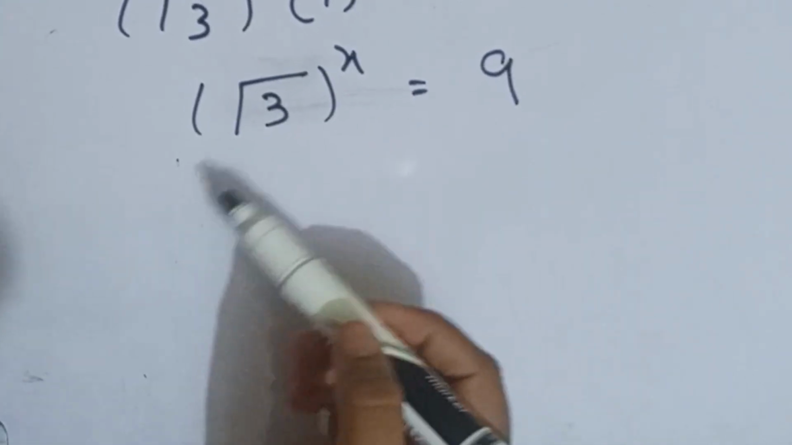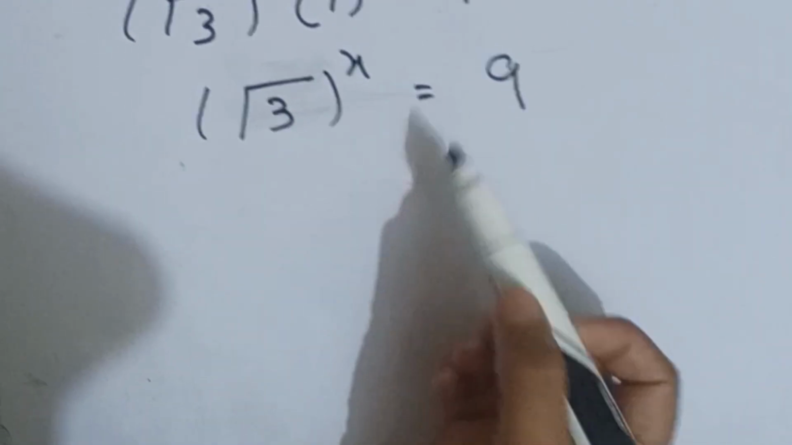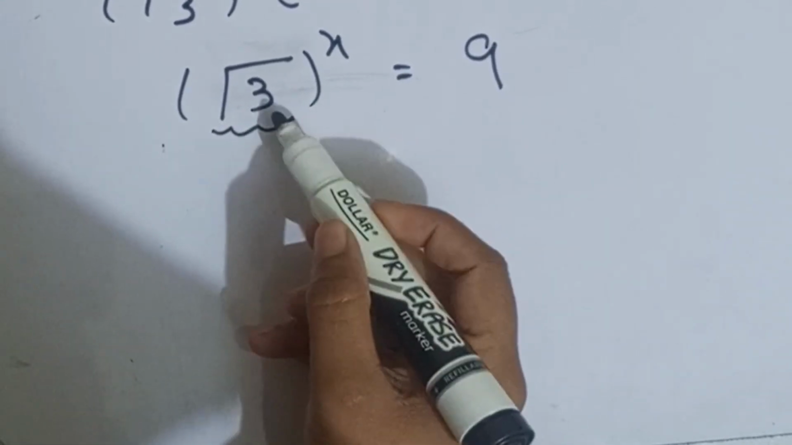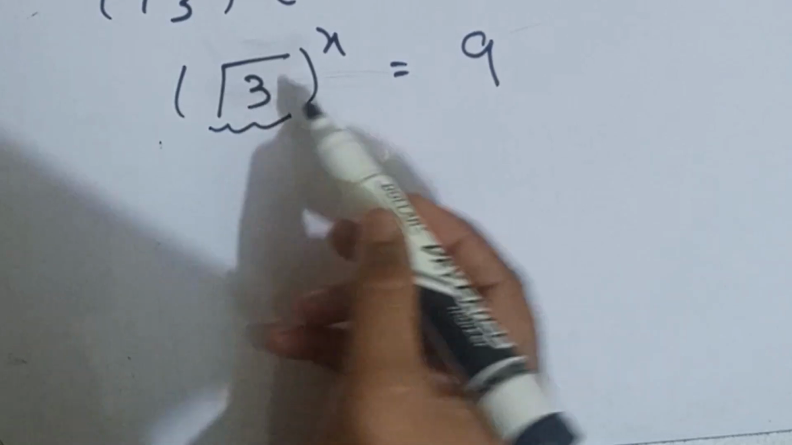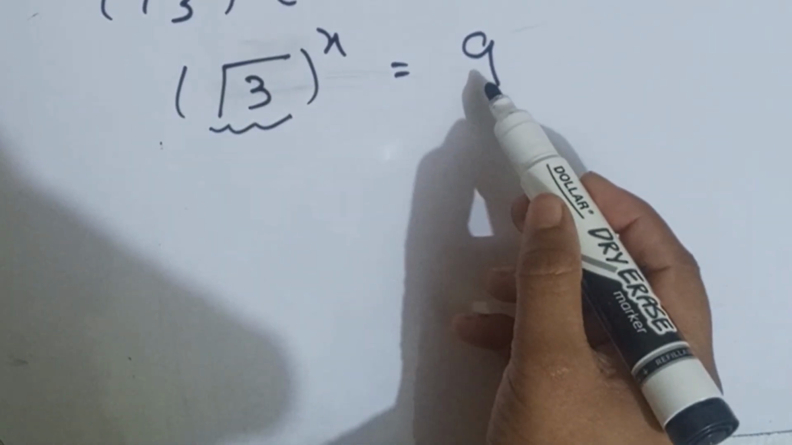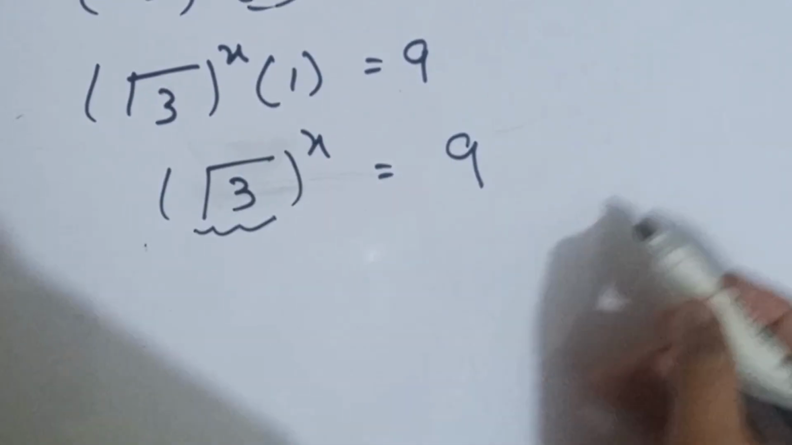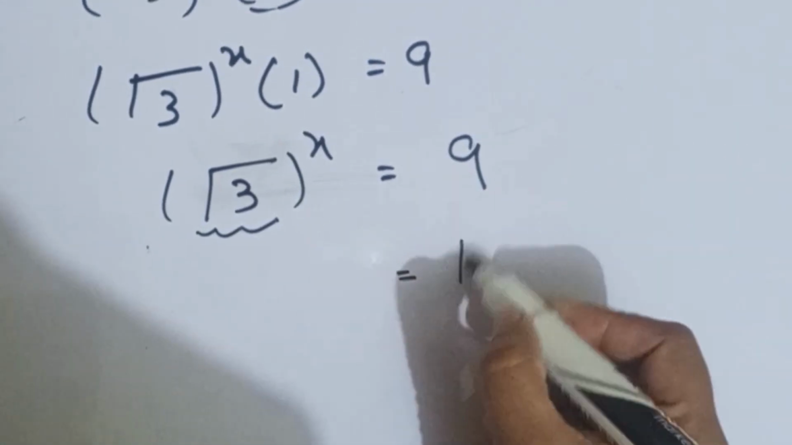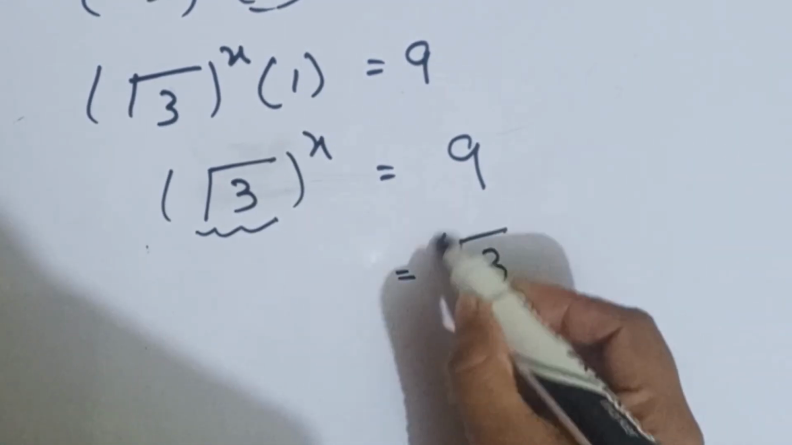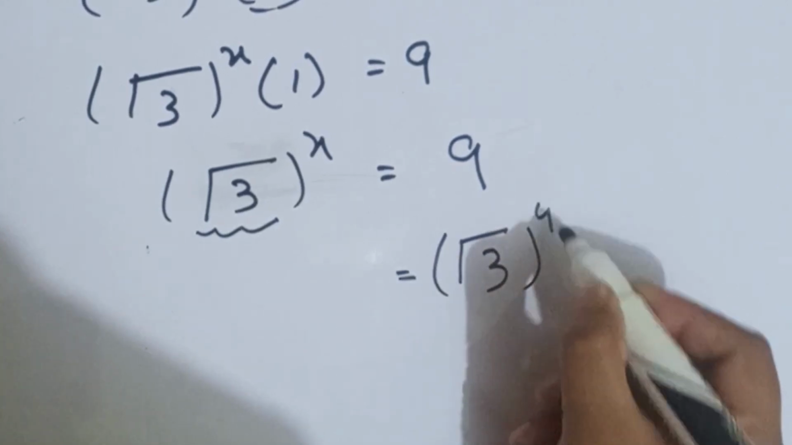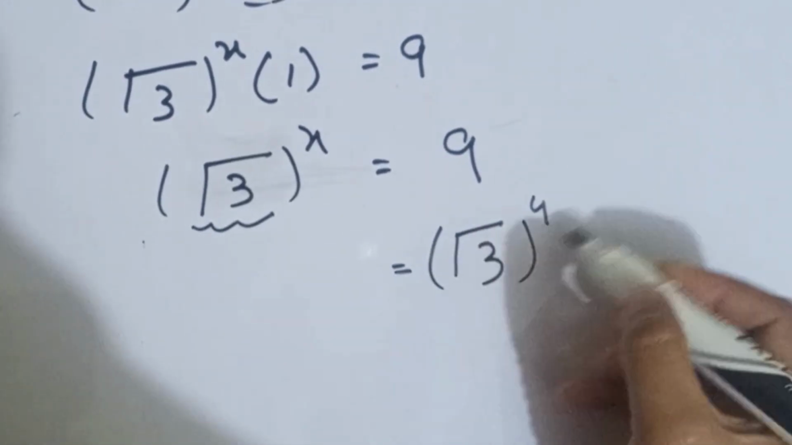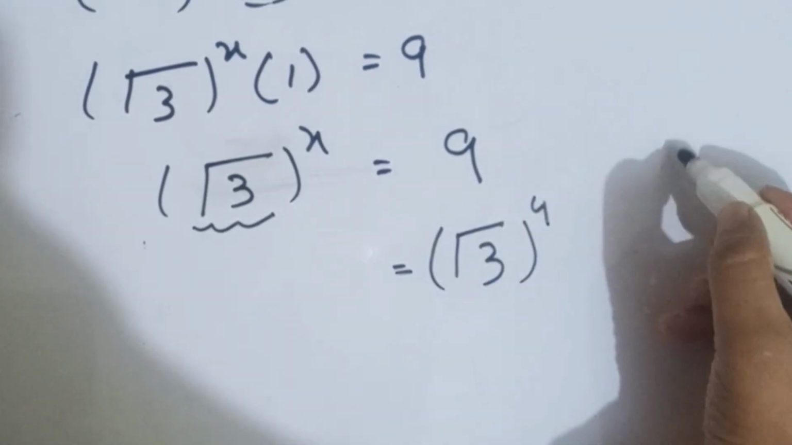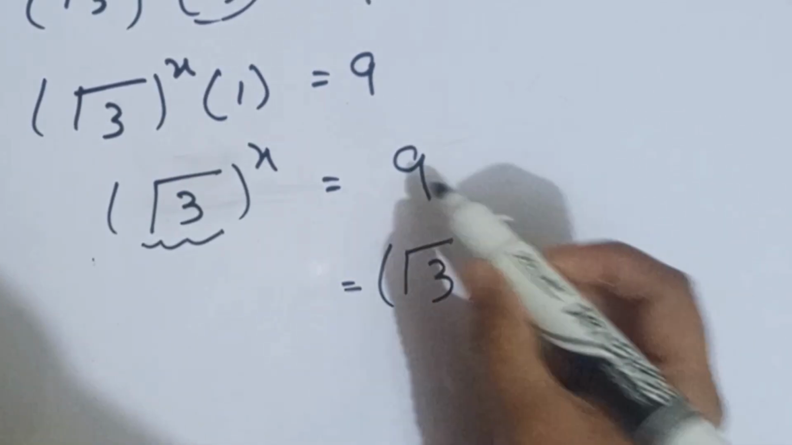Now at this point we want to try to make this base the same. So after that we can compare their exponents. So for this, look at this. The base is √3. So we want to write this 9 with base √3. So for this, we write this 9 as (√3) whole raised to the power 4. Focus on this value. This is (√3) whole raised to the power 4. If we simplify this value, then we get 9.